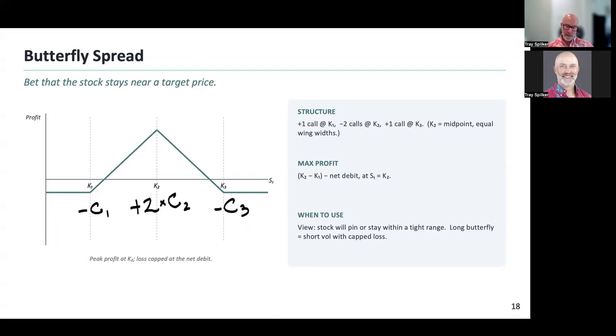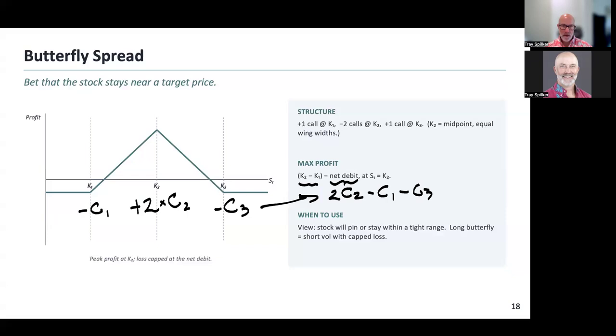So our max profit here is going to be essentially the difference between K2 and K1 minus our net debit here, which you can see is going to be 2C2 minus C1 minus C3. I'm just combining all these over here. And again, when you use this, when you think the stock's not going to move, it's going to stay within a tight range, and so you can earn the differences there.